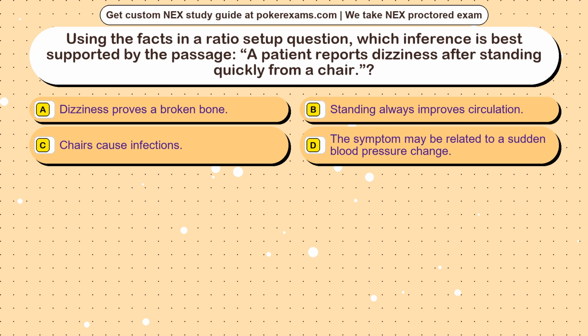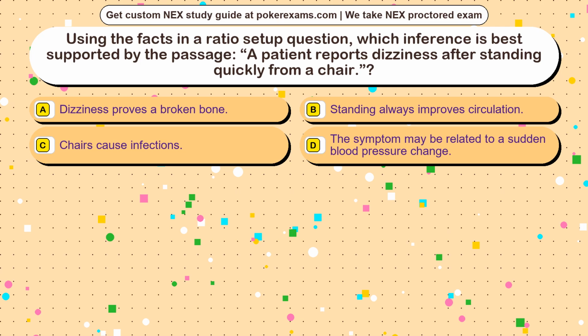Question 16. Using the facts in a ratio setup question, which inference is best supported by the passage? A patient reports dizziness after standing quickly from a chair. Option A. Dizziness proves a broken bone. Option B. Standing always improves circulation. Option C. Chairs cause infections. Option D. The symptom may be related to a sudden blood pressure change.